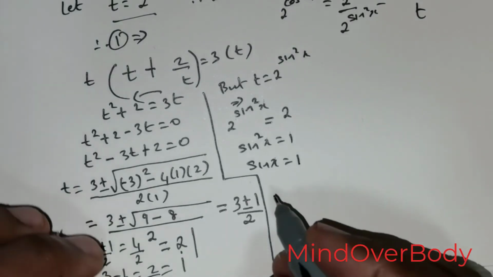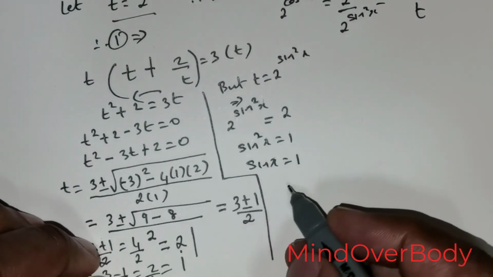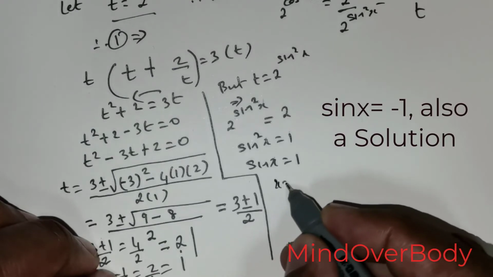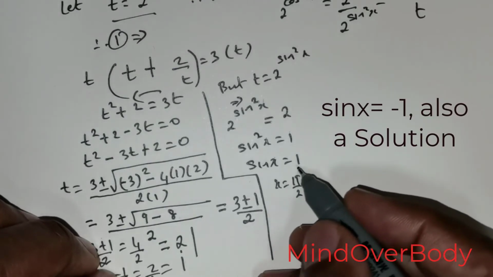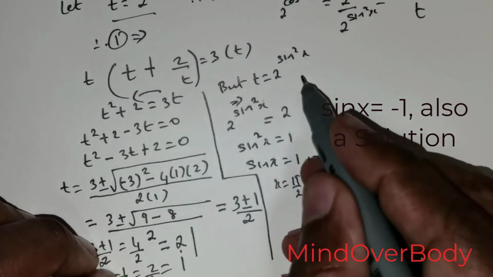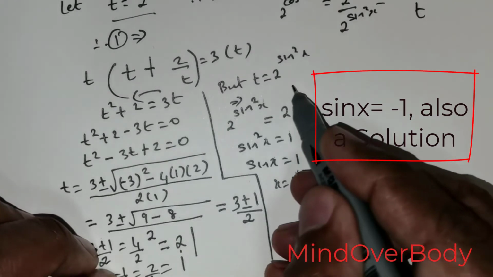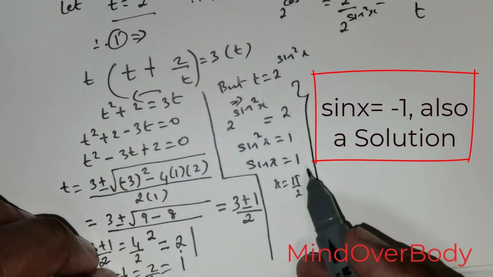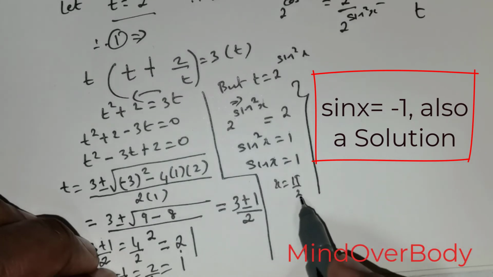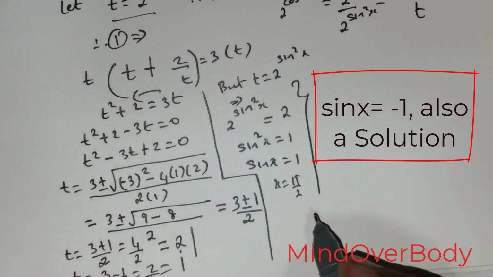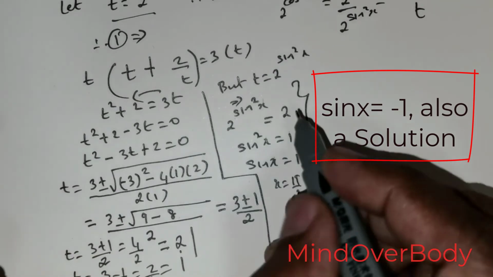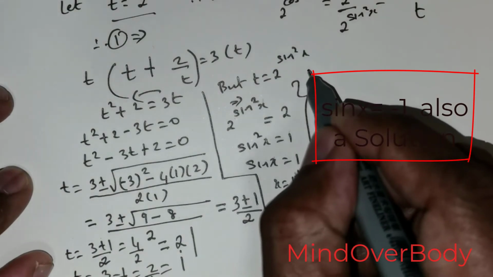So for what values of x will sine x be equal to 1? Obviously, if I take x is equal to pi over 2, that's the first value. Sine 90 will give me 1. Okay, let me just hold it there. Now let me move on. Of course, this is not the only point. x is equal to pi over 2 is not the only point at which sine x is going to be equal to 1. You all know that. Now let me focus on the next value of t.